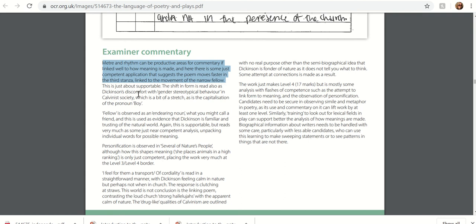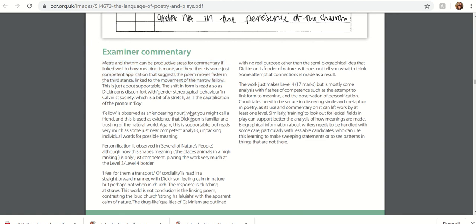The shift in form is also read as Dickinson's discomfort with gender stereotypical behaviour in Calvinist society, which is a bit of a stretch, as is the capitalisation of the pronoun boy, which is kind of what I said: try not to come up with these great big, here's what I want to say, and I'm just going to invent a bit of information about the poem to help you out.